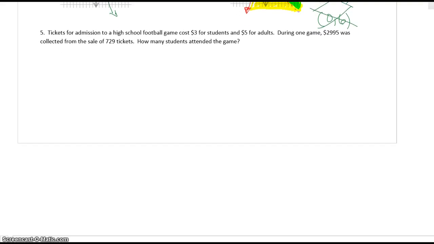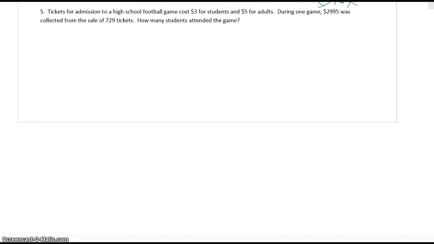Okay. Number 5, word problem. We're going to apply some of the stuff that we've talked about. Tickets for admission to a high school football game cost $3 for students and $5 for adults. During one game, $2,995 was collected from the sale of 729 tickets. How many students attended the game?